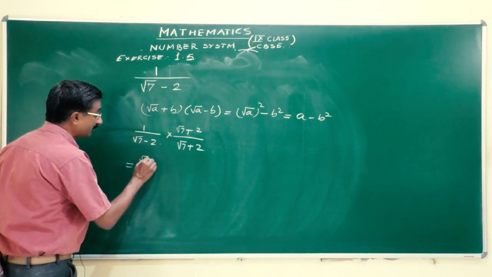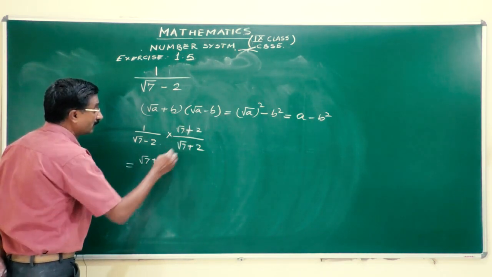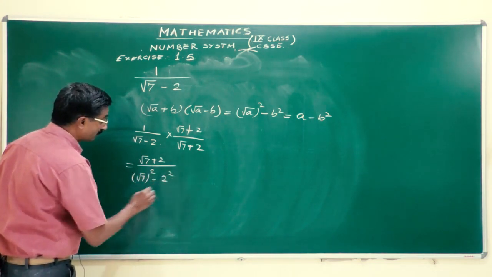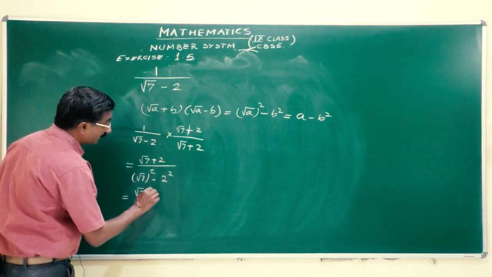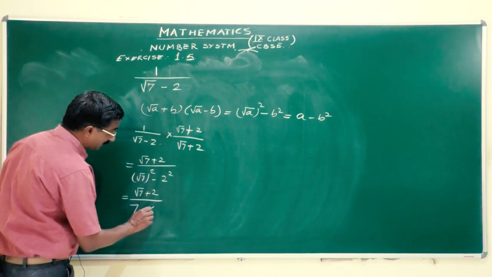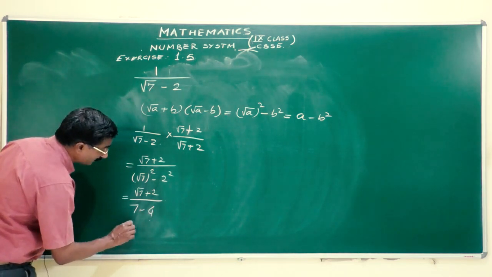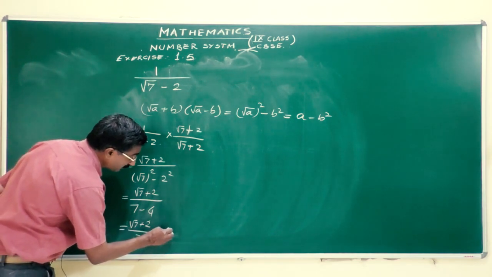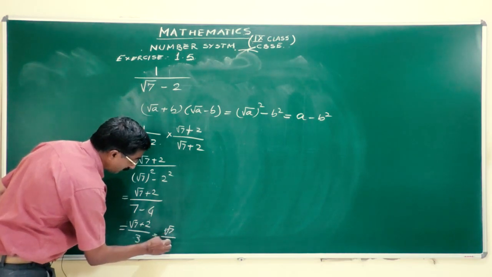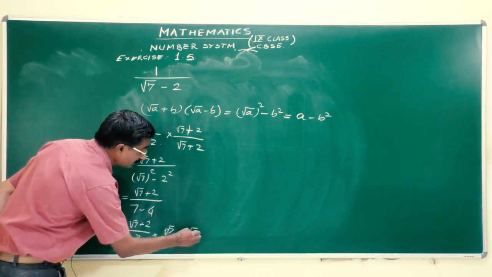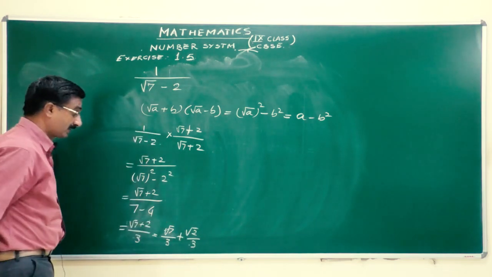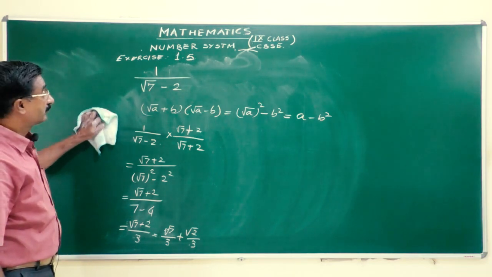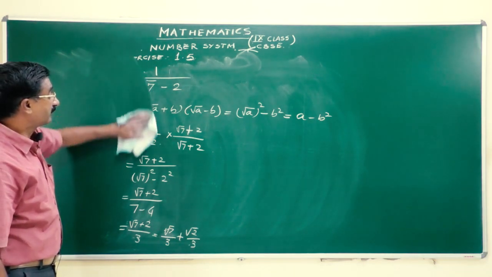So this is under root 7 plus 2 upon under root 7 whole square minus 2 square. So this is under root 7 plus 2 upon 7 minus 4. So this is equal to under root 7 plus 2 upon 3. So this can be written also like this, under root 7 upon 3 plus under root 2 upon 3. Clear? So now this is also rationalized. So exercise number 1.5 is completed.